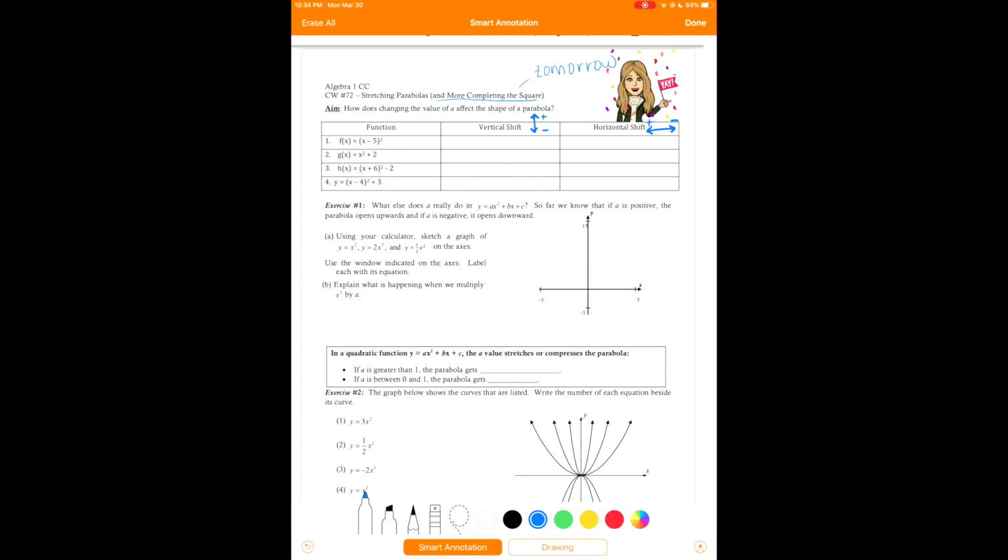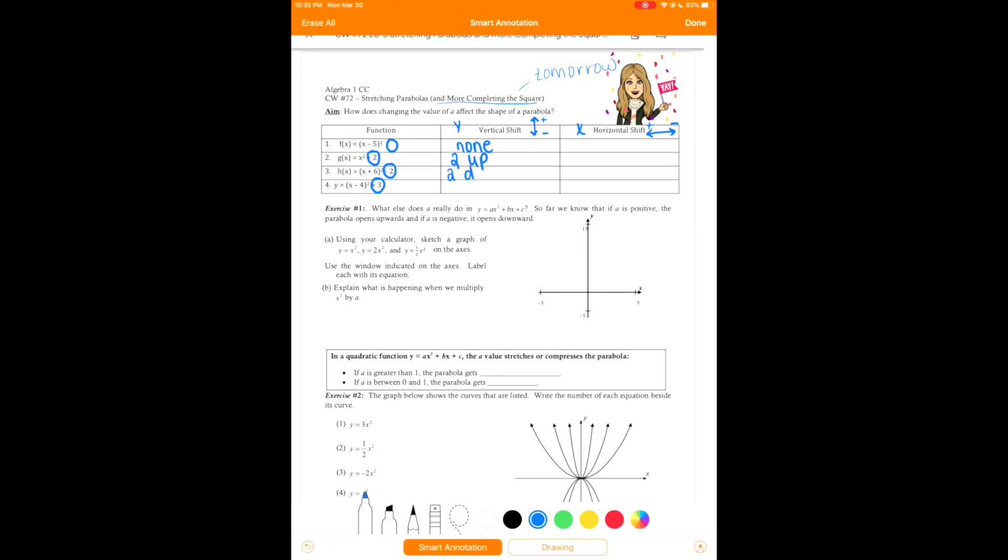So vertical shift means a shift in the Y, again, going up and down. Horizontal shift means a shift in the X. So for vertical shift, that's going to be the number on the outside of the parentheses, so not directly attached to the X. Those numbers are circled there. For number 1, I don't have a number there, so that means I'm not going to have a vertical shift. For number 2, I'm adding 2, so that means I'm going 2 up. For number 3, I'm subtracting 2, so that means I'm going 2 down. And for number 4, I am adding 3, so that means I'm going 3 up.